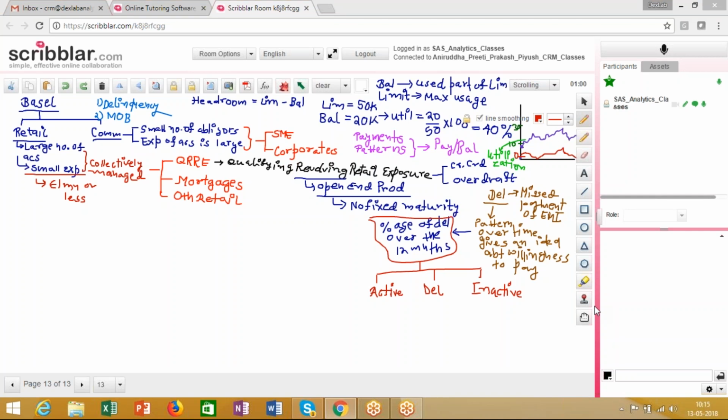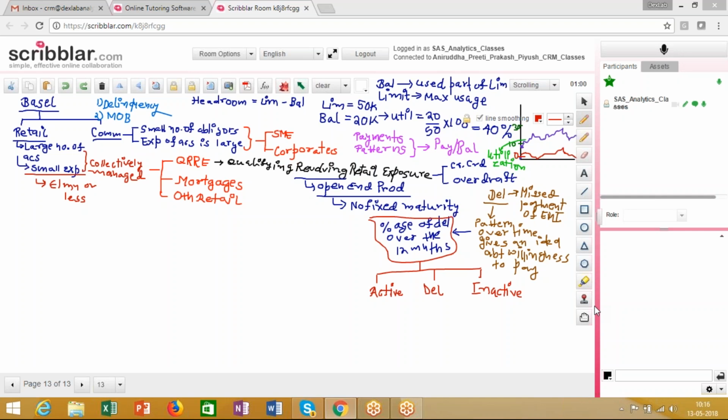Okay. As I was saying, for these three segments, the active, delinquent, and inactive segments, for the inactive segments generally no separate models are developed. Based on historical experience, a PD is assigned to it with a buffer, because you do not have any way to identify what their behavior could be.